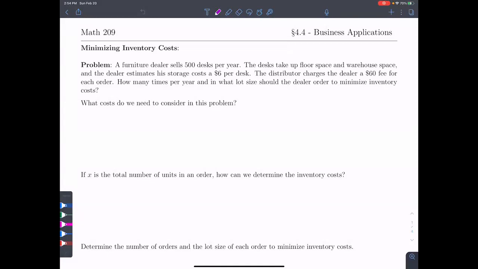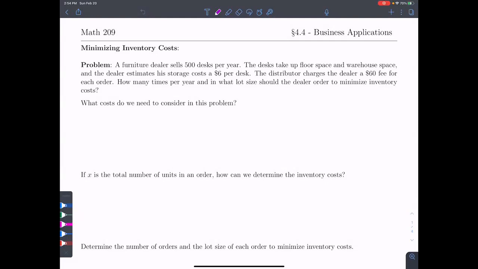So we have a furniture dealer who sells 500 desks per year. The desks take up floor space and warehouse space. The dealer estimates that his storage costs $6 per desk. The distributor charges the dealer a $60 fee for each order. So how many times per year and in what lot size should the dealer order to minimize inventory costs?